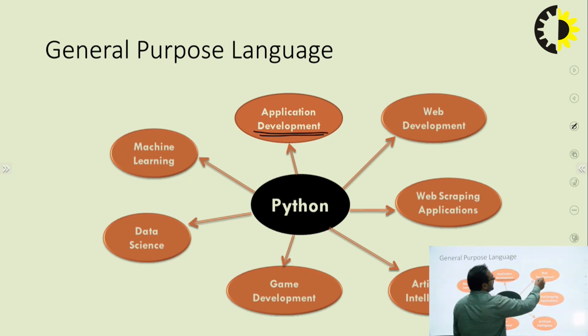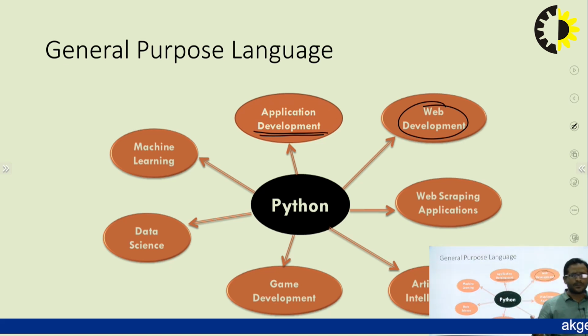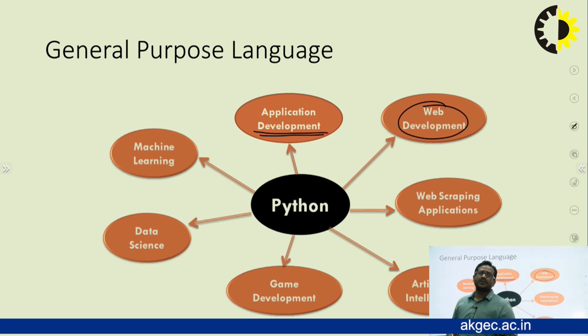Next, web development. Suppose you want to develop a web application like Facebook, Amazon, or Flipkart. If you want to develop these kinds of applications in Python, you can easily develop them. Python provides some libraries and frameworks also. The Django framework is provided. The Flask framework is also provided by Python, which you can use to develop web applications, right?